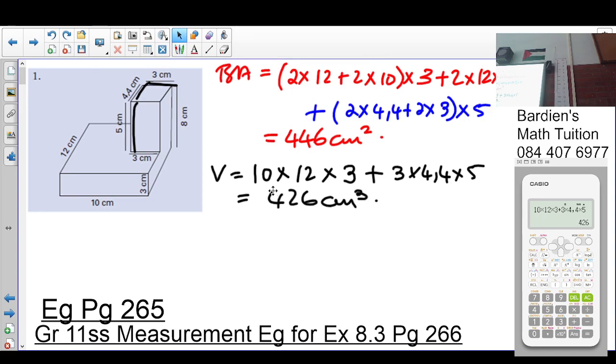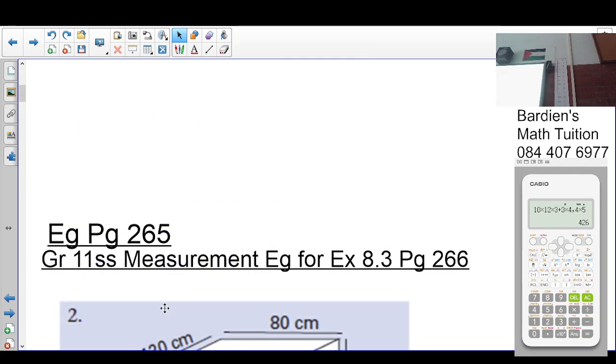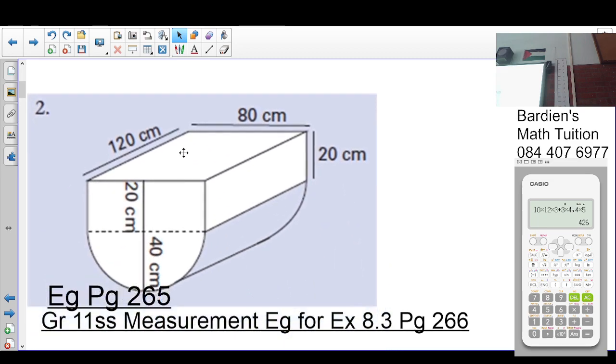Okay. And as you saw earlier, it's easy to make a mistake. Yeah? All right, let's look at the next part of the question. Question 2. Next part of the examples.